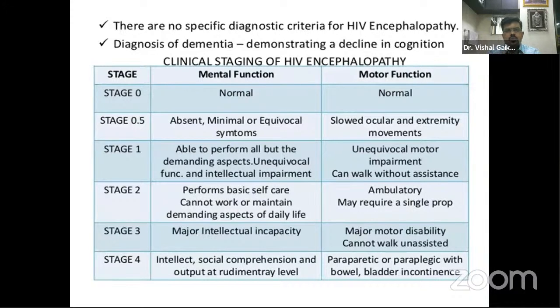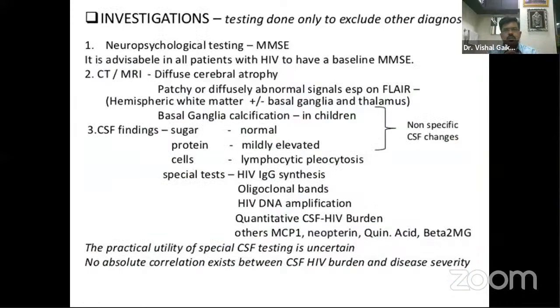The clinical staging of HIV encephalopathy is done based on two things. One is cognitive function and second is motor function. So ranging from stage 0 to stage 4, the mental function and the motor function could range from normal at stage 0 to major intellectual or major motor disability. So to confirm the dementia, neuropsychological testing will be very important. The decline in MMSE will be a good guide to diagnose dementia.